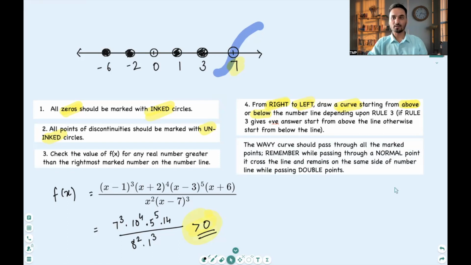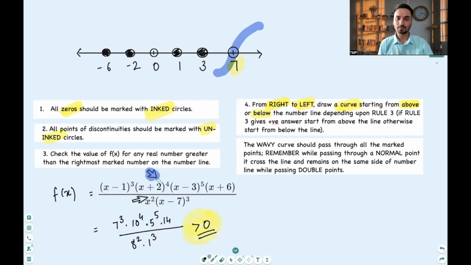And those points are that the wavy curve should pass through all the zeros or the normal points, and it should remain on the same side of the number line while crossing through a double point. Now, what do we mean by a double point? A double point is obtained for any values of x where the power of that expression was even.